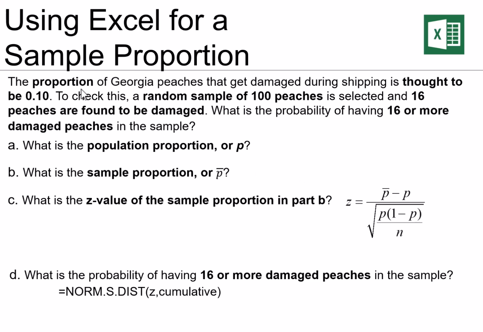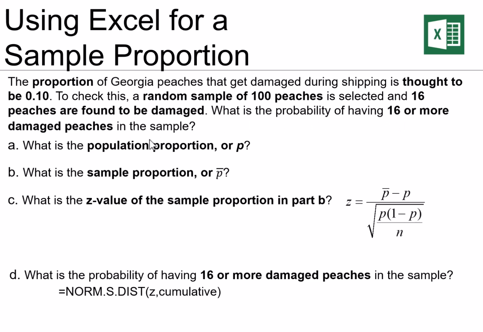All right, let's wrap this up with a sampling distribution of a sample proportion. So we're given that the proportion of Georgia peaches that get damaged during shipping is thought to be 10%, or 0.10. To validate this, we're going to take a random sample of 100 peaches, and we found that 16 peaches are found to be damaged. What is the probability of having 16 or more damaged peaches in the sample?